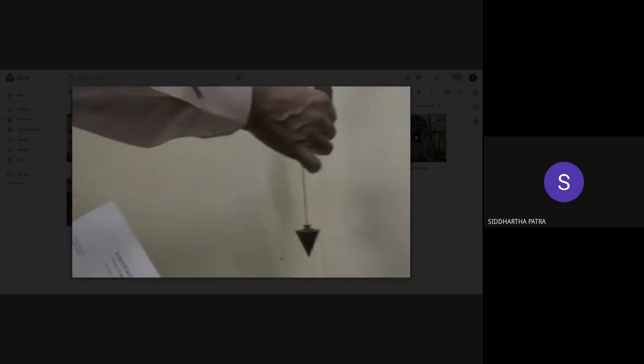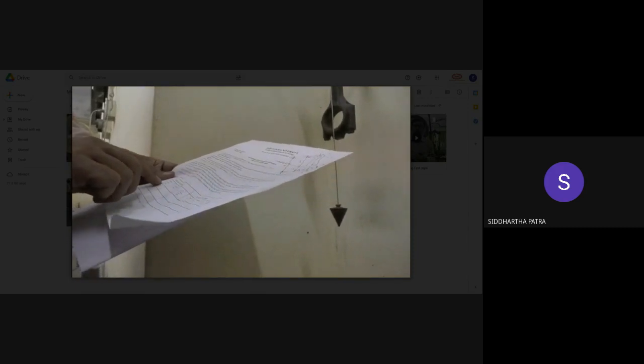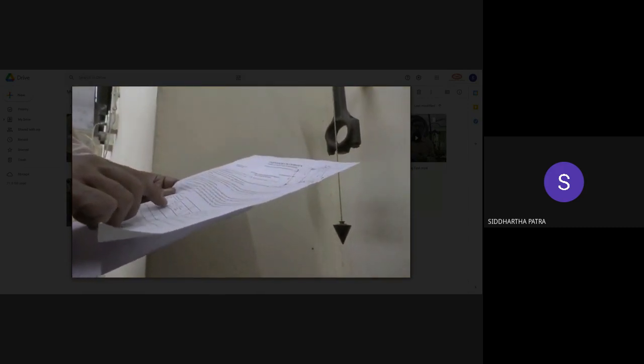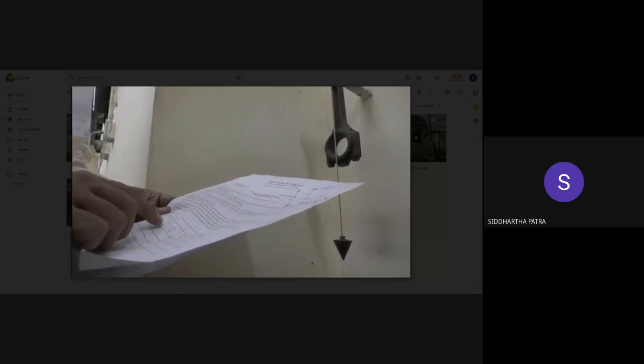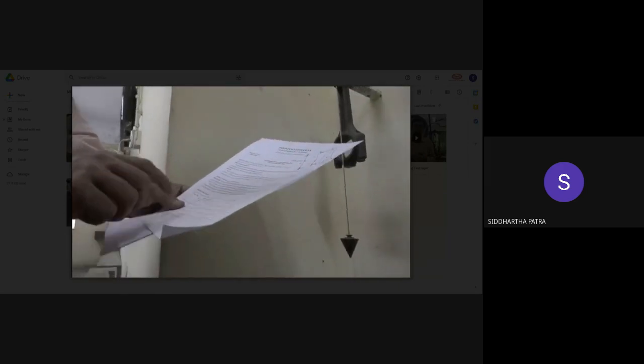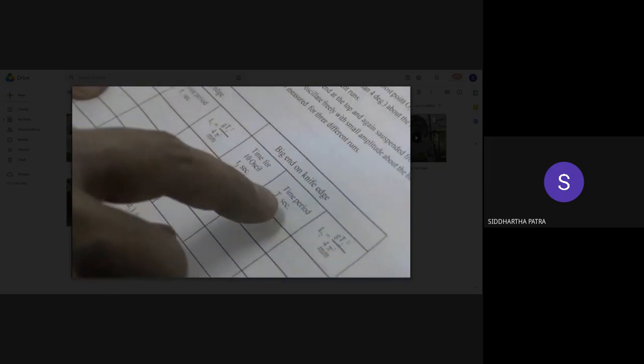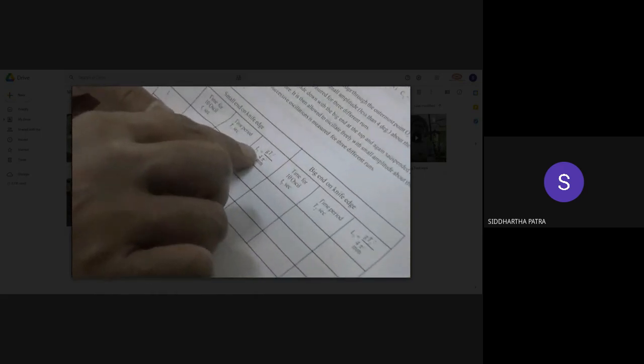Then we will suspend it from the big end and again measure the time period of 10 oscillations. The first one we will call T1, and the second one we will call T2. This is for one oscillation when it is suspended from the small end, and now if you suspend it from the big end, this is the time period of 10 oscillations, and this is the time period of a single oscillation. That means simply you have to divide the reading by 10. And from that we will find out the length.